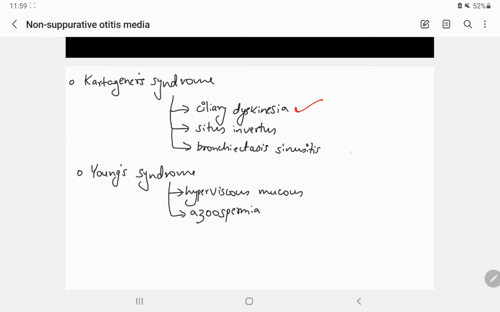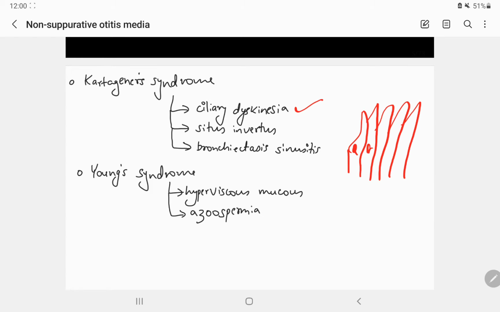Oh, wait a minute, let's draw something. Suppose this is a cilia, right? I'm sorry for my terrible drawing. So yeah, this is kind of an epithelium, and here is a cilia, right? Again, my drawing is very bad.